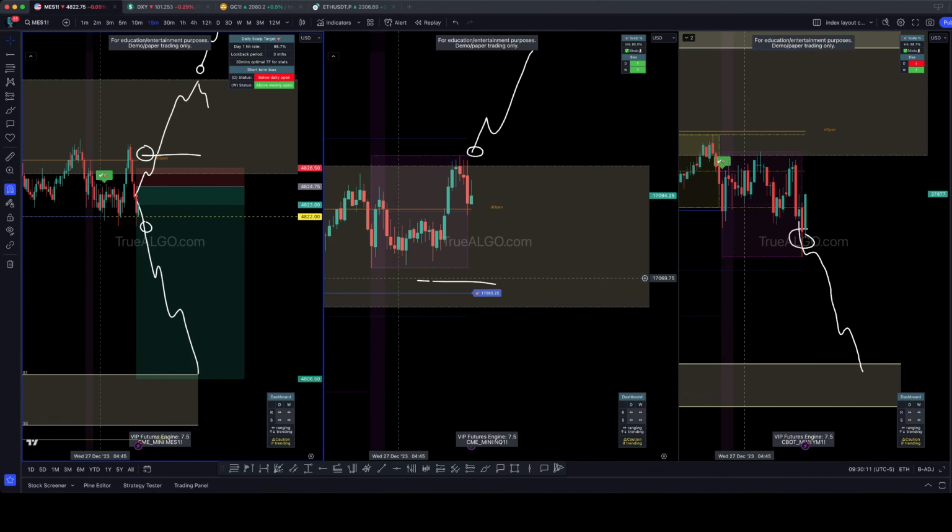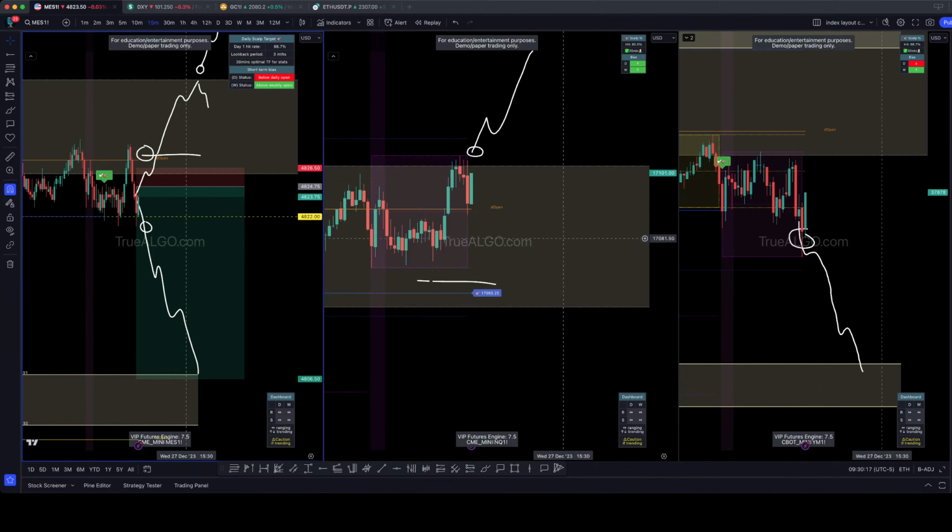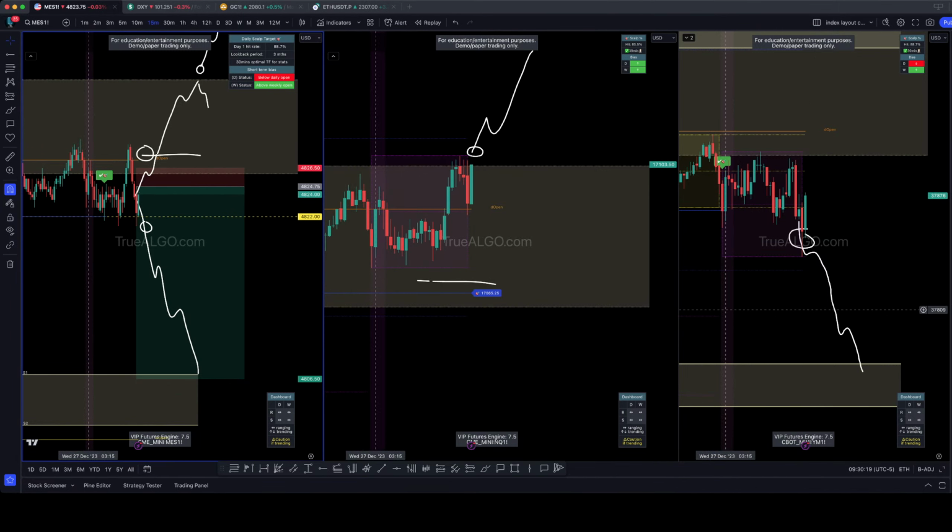I think one of the biggest issues retail traders make is they have that FOMO that the markets are now open and they must enter. And that's not something that you have to do.